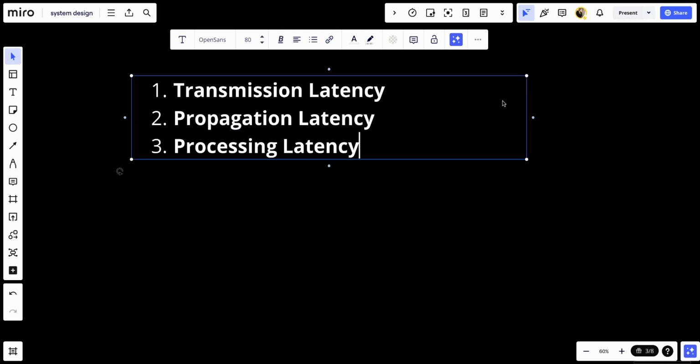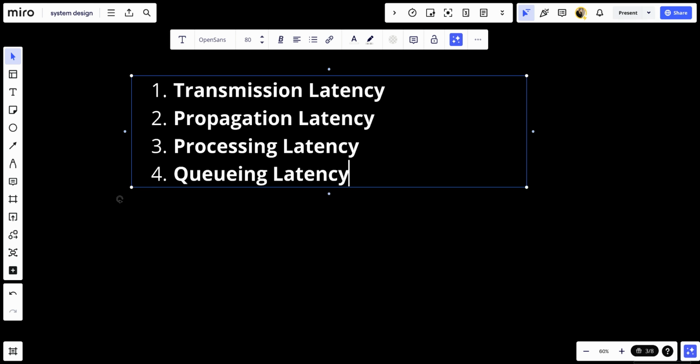Number three, processing latency. It's the time taken to process data at any point in the system, including any intermediate devices like routers and switches and the endpoints themselves. For the queuing latency, this one is a delay data experiences while it is waiting to be processed or transmitted due to congestion or traffic in the network.